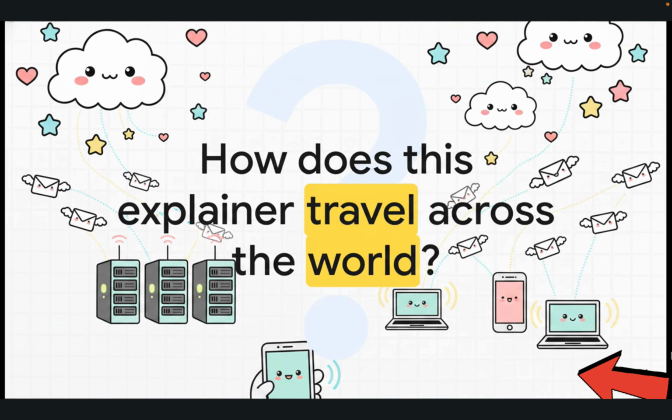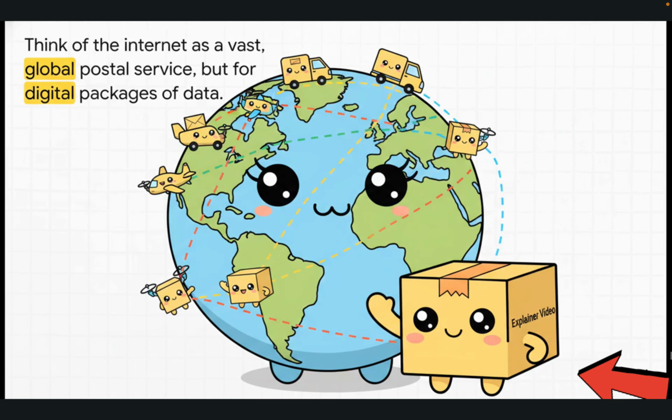You click the link, and poof, in less than a second, this content journeyed from a server somewhere out there through this crazy web of connections, and bam, it's right here in front of you. How on earth does that actually work? Okay, the easiest way to wrap your head around this is to imagine the entire internet as a gigantic global postal service. But instead of letters and boxes, it's sending these tiny, tiny digital packages of data. And yeah, the content you're watching right now, it's one of those packages.